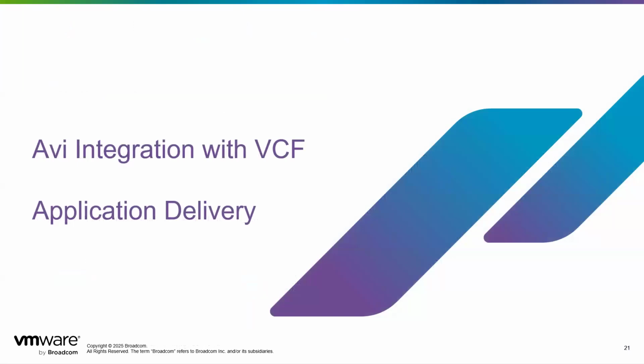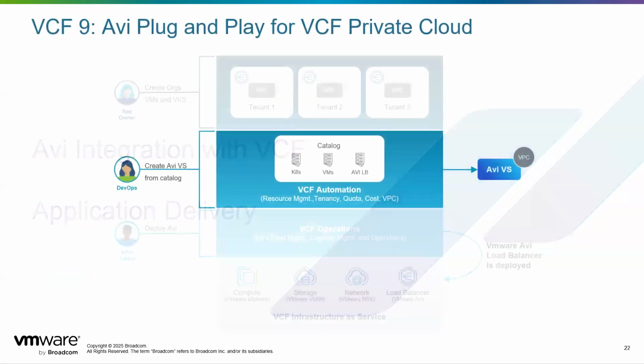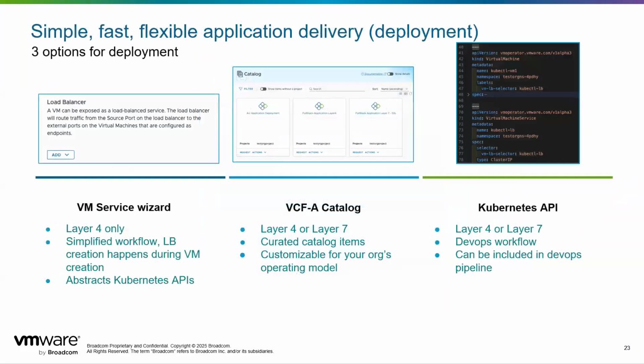Cool. Okay, Avi integration with VCF. Let's talk about application delivery here. Let's say I use the catalog, deploy my application, and I want to see this thing shoot out the other end, and life is good. There's a couple different ways that we can do this. We can use the VM service wizard. You can use VCFA via catalogs, and Kubernetes via the Kubernetes API.